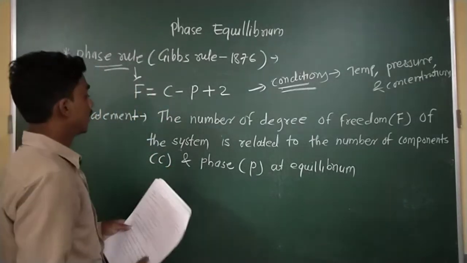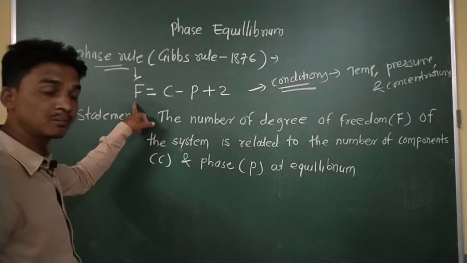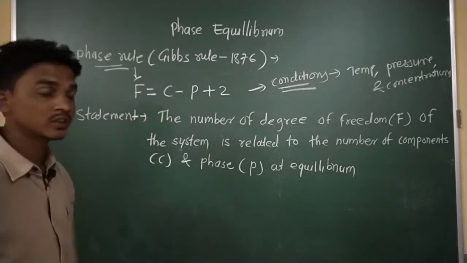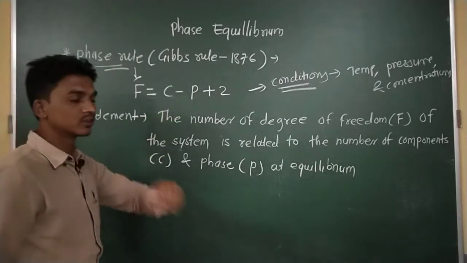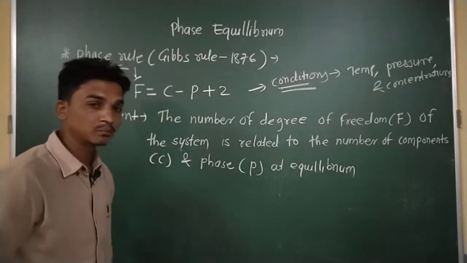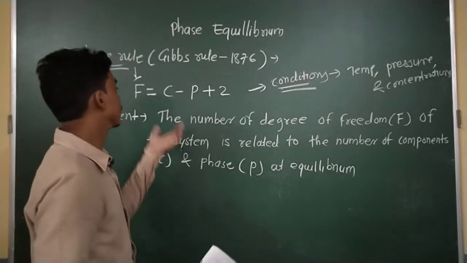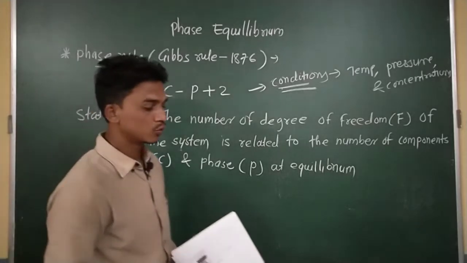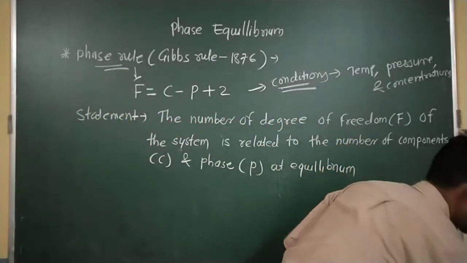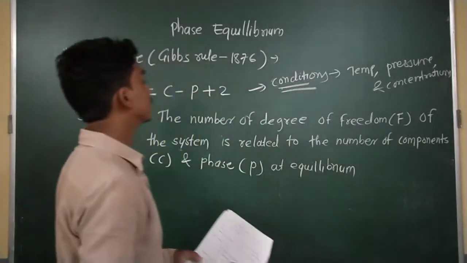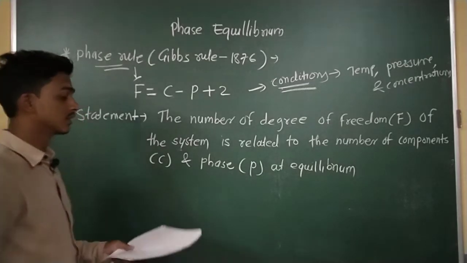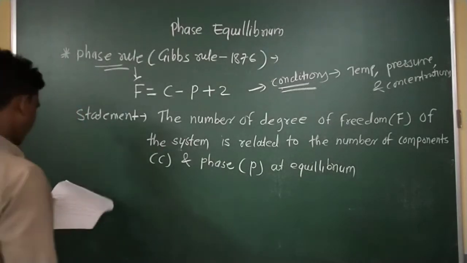But what is meant by the number of degrees of freedom? This is the first question. The second question is the number of components, and the third question is what is meant by phase. What is the definition of phase, what is the definition of C, and what is the definition of F. These three definitions are very important for the exam point of view. So we have to know the definitions of degree of freedom, components and phases. Let us discuss one by one.